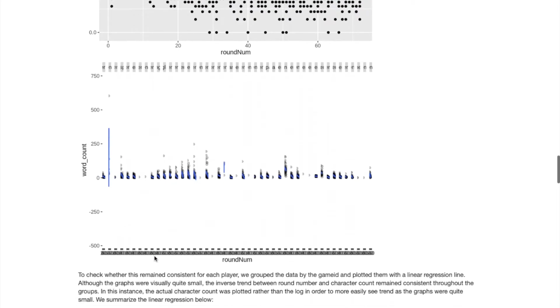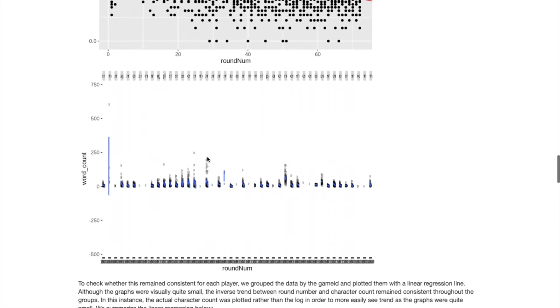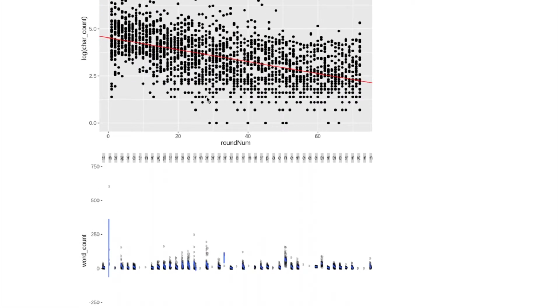Now, I grouped everything by game ID so that I could see how the individual teams did. Although this graph is very difficult to see, you can still see that there's an inverse trend for each team, which is consistent with what we observed above with the overall.